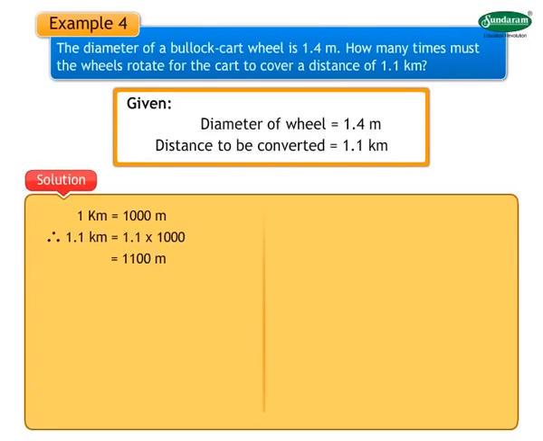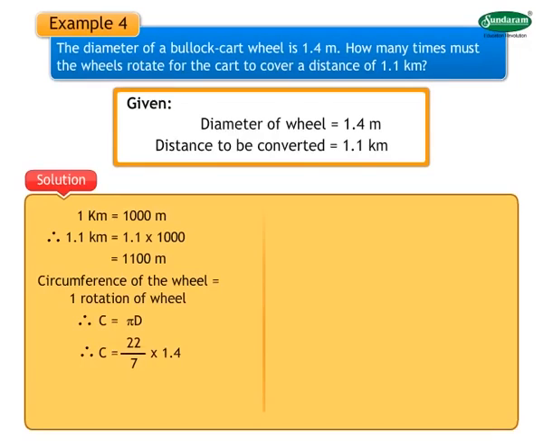Now we will first calculate the circumference of wheel. Circumference of the wheel is equal to 1 rotation of wheel. Therefore, circumference is equal to pi into diameter. Therefore, C is equal to 22 upon 7 multiplied by 1.4, which is equal to 4.4 meter. Therefore, circumference of wheel is equal to 4.4 meter.